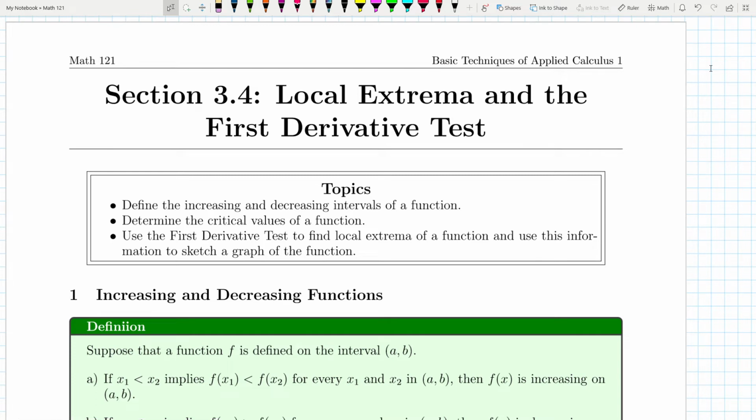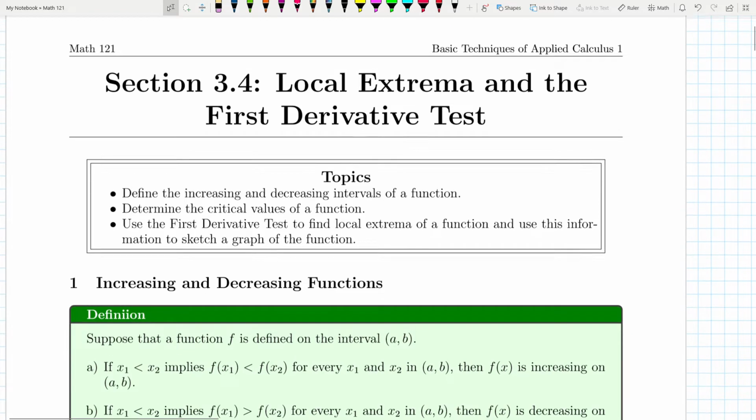Alright, so in this video we go over section 3.4, local extrema, and the first derivative test. So in this section we will define what increasing and decreasing functions are, and we will describe those intervals in which a function is increasing or decreasing, and then we will use the first derivative test to find whether a function has a minimum or a maximum at a critical point that we will also find and define.